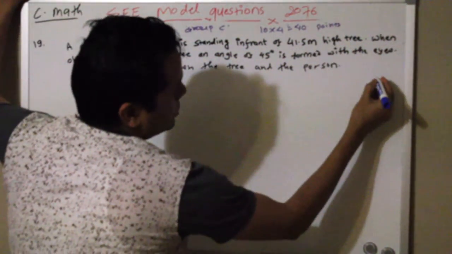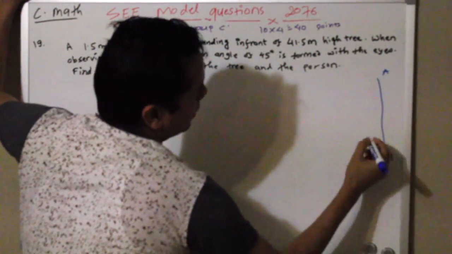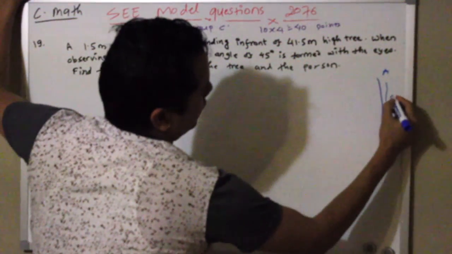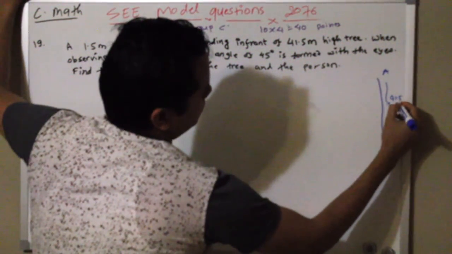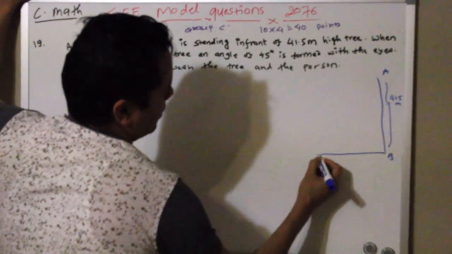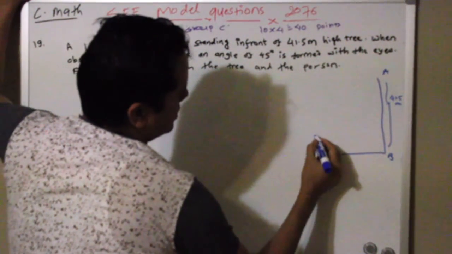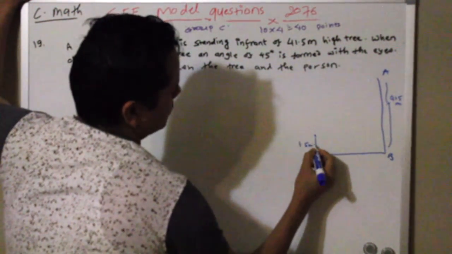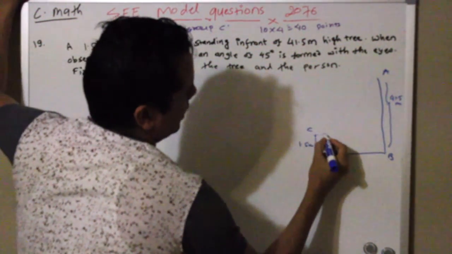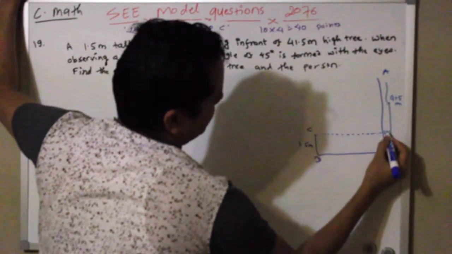Let me make the tree first. Okay, this is a tree. Let me say this tree is AB, which is 41.5 meter. And there is a guy standing in front of the tree, which is 1.5 meter. So let's say this is CD, and let's draw the line that is parallel to CD, DB. Let me call this E.